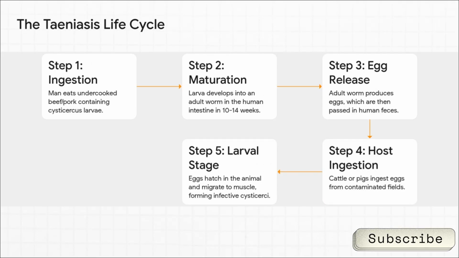So to break it down, the cycle kicks off when a person eats undercooked meat that's got these larval cysts in it. Inside our gut, that larva grows up into a massive adult worm. This worm then produces thousands and thousands of eggs, which get passed in the feces. And if this contaminates the environment, cattle or pigs might ingest those eggs. The eggs then hatch, they migrate to the muscles, and they form cysts, just waiting to be eaten all over again.